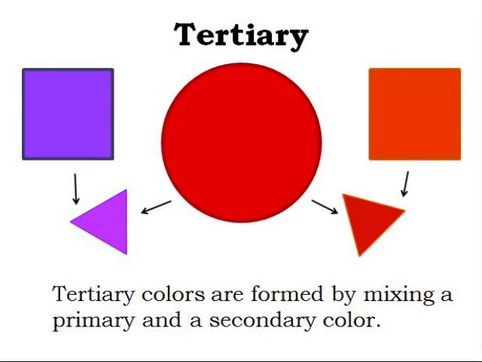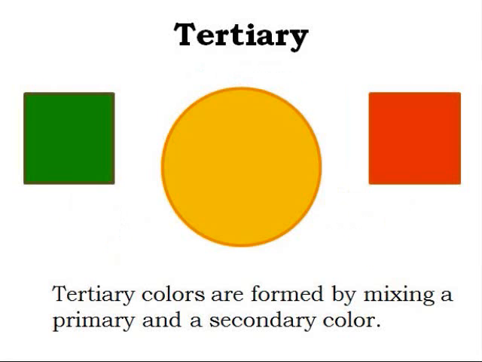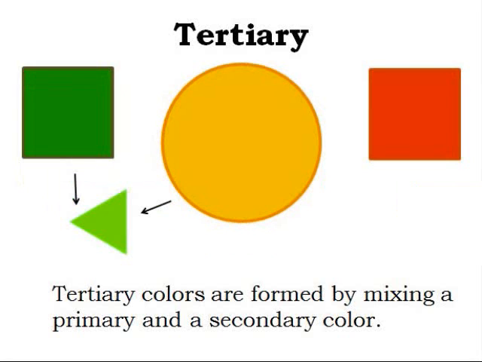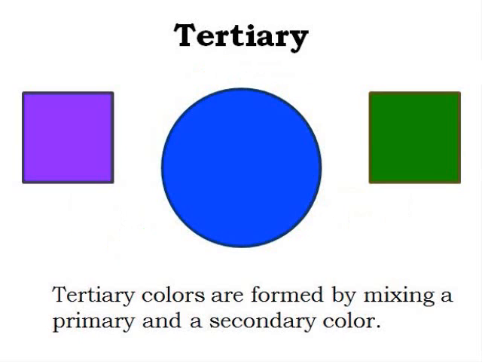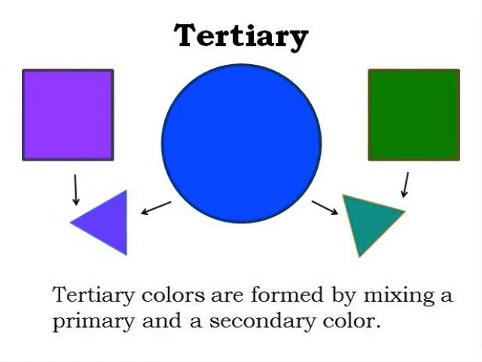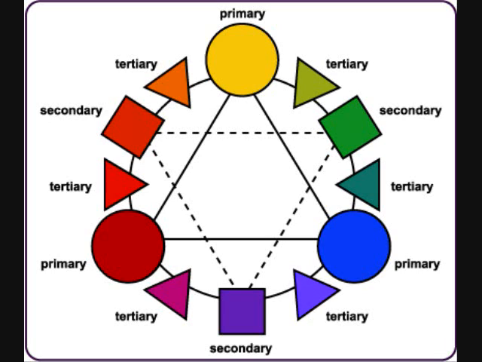Red-purple and red-orange. What colors can be formed from this color blending? Yellow-green and yellow-orange. What colors can be formed from this color blending? Blue-purple and blue-green. In total, we have 12 different colors on the color wheel. 3 primary, which you can see represented by the circles, 3 secondary, which you can see represented by the squares, and 6 tertiary, which you can see represented by triangles.